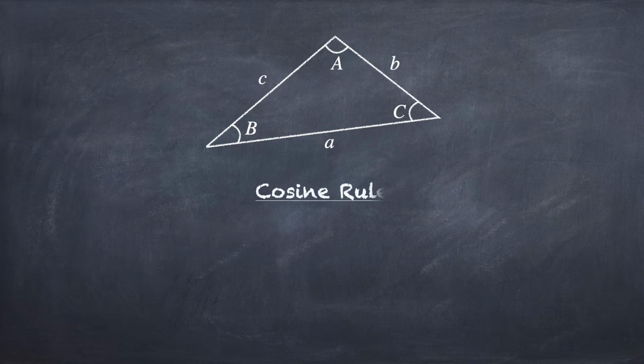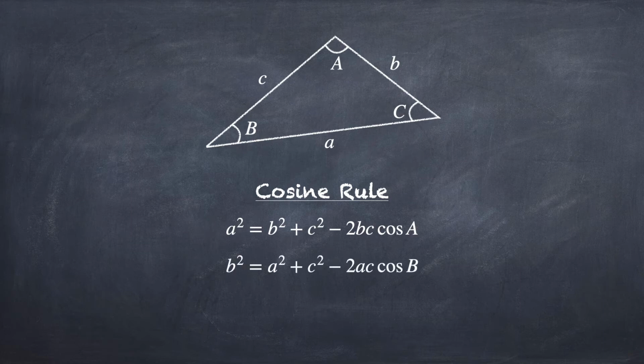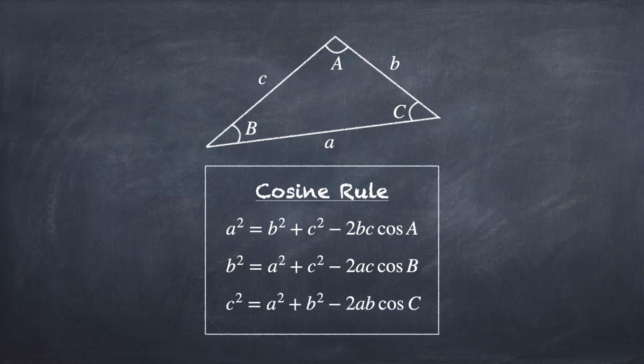According to cosine rule, the square of side a is equal to the square of side b plus the square of side c minus 2bc cos angle A. Alternatively, you can also write cosine rule as b square equal to a square plus c square minus 2ac cos angle B, or c square equal to a square plus b square minus 2ab cos angle C.